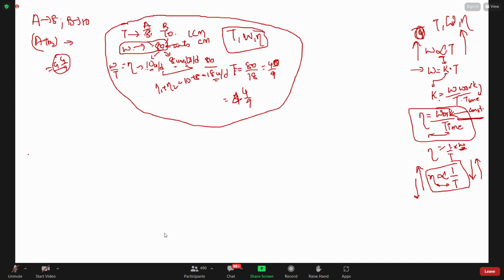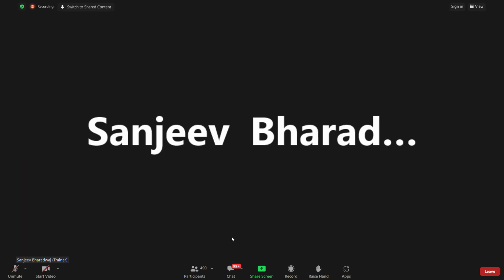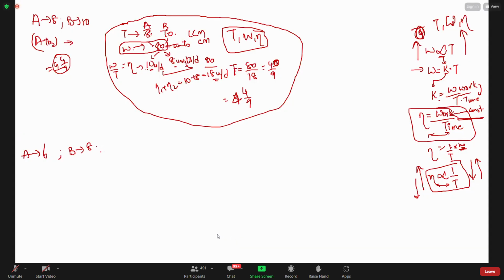Let's say A can complete a work in 6 days. B can complete the same work in 8 days. C can complete the same work in 10 days. How long will they take if they work together? Now, quick.